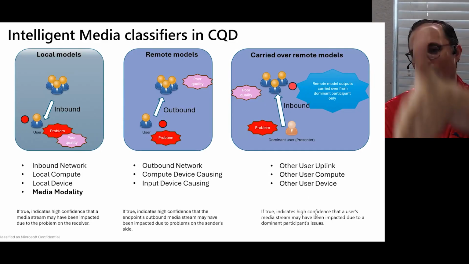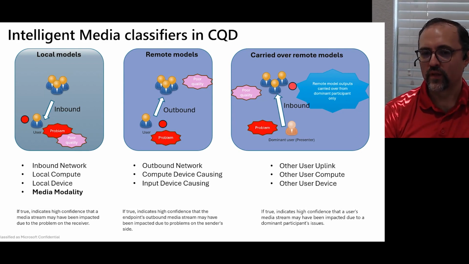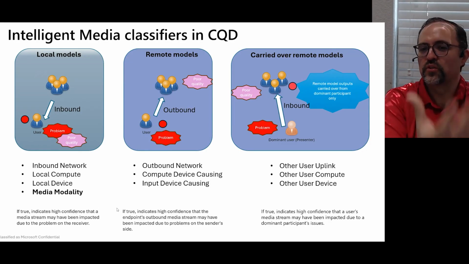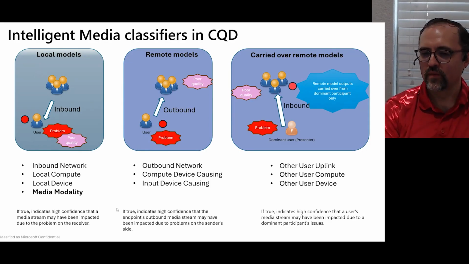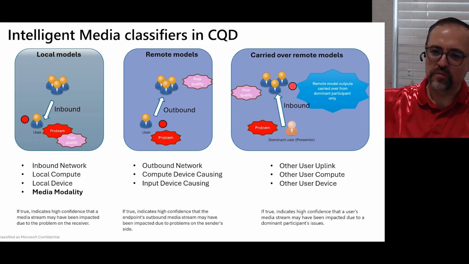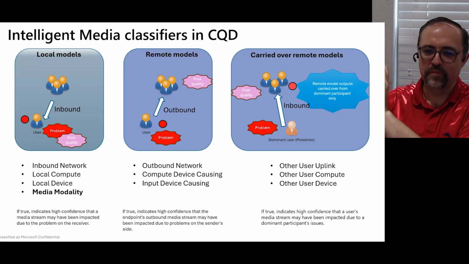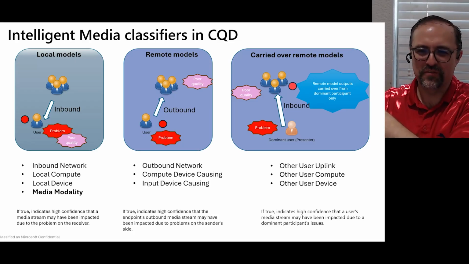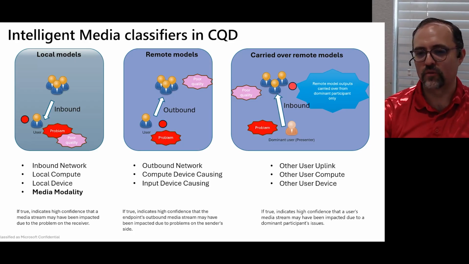That's a third column there that carried over models, right? We identify who are the dominant participants during the call, which means who is presenting or who is talking the most during the call. And if they experience an issue, we actually send that information to all the other streams to tell you, hey, you were affected because of something that happened with a dominant participant. It's not your fault. You were just affected by this, which helps a lot when troubleshooting. So again, just to recap, why we do this intelligent media classifier is to speed up the troubleshooting efforts.